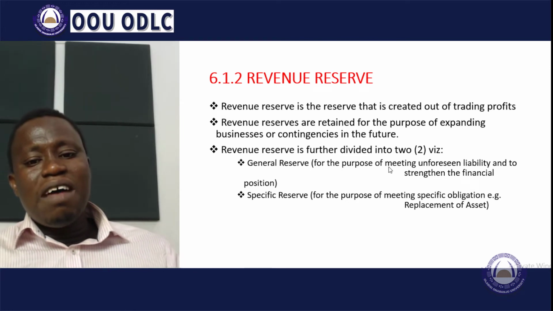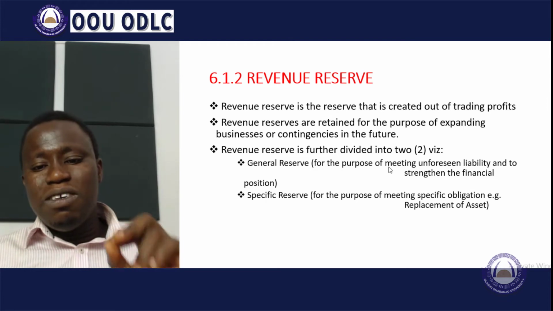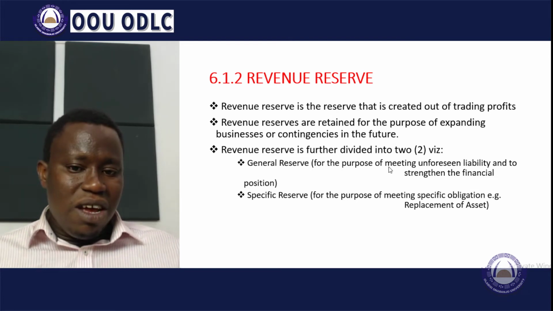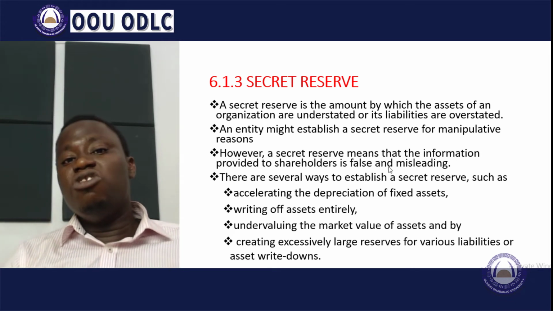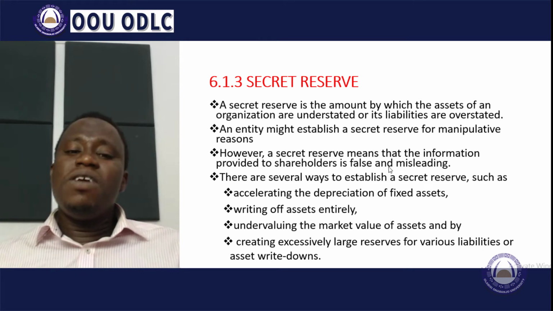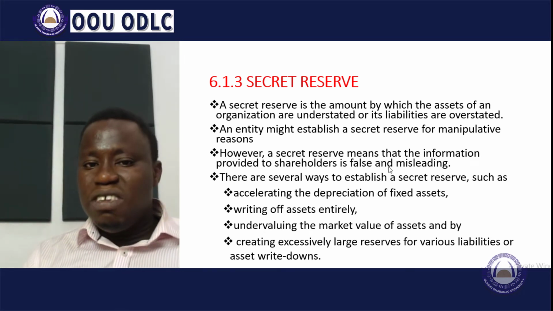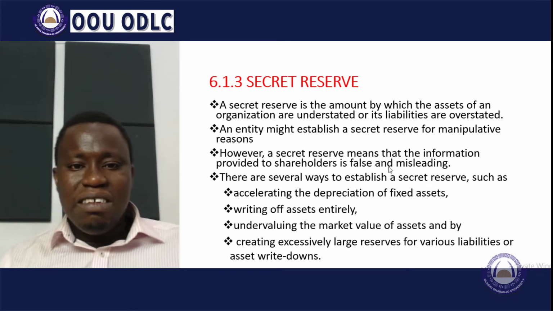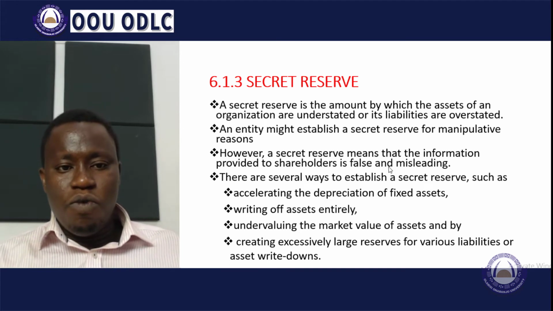But the specific reserves are kept to meet specific needs. They are kept to meet specific obligations, for instance, replacement of assets. Now, the third type of reserve, which is not usually encouraged and which outrightly contravenes the provisions of accounting standards, is what we call the secret reserve. This is not legal, it is illegal, so to say, and it is not a recommended type of reserve.